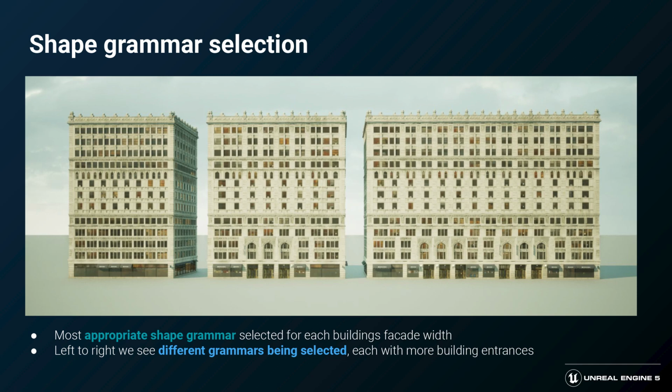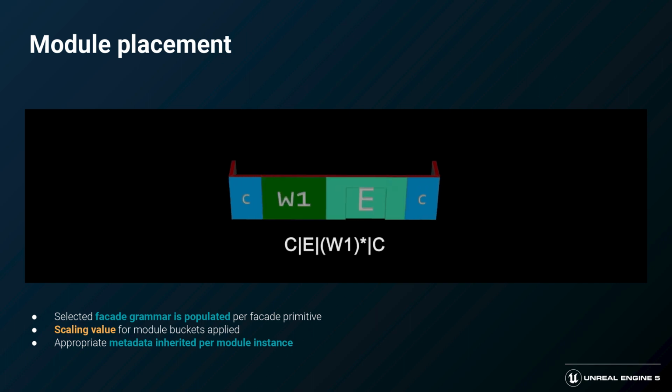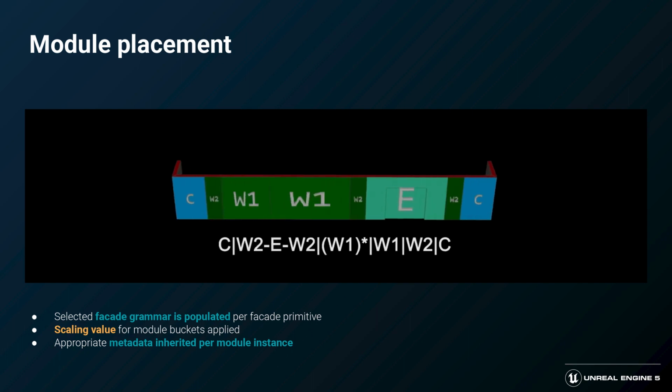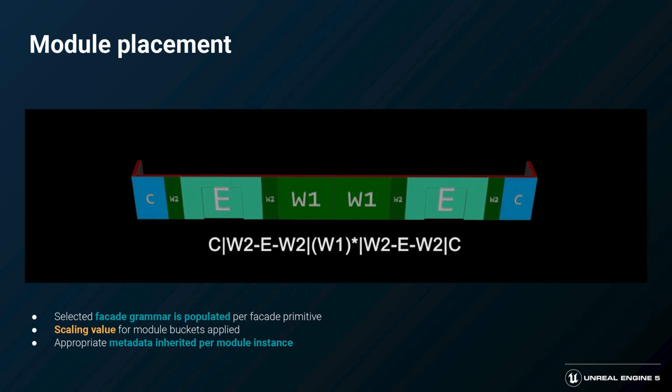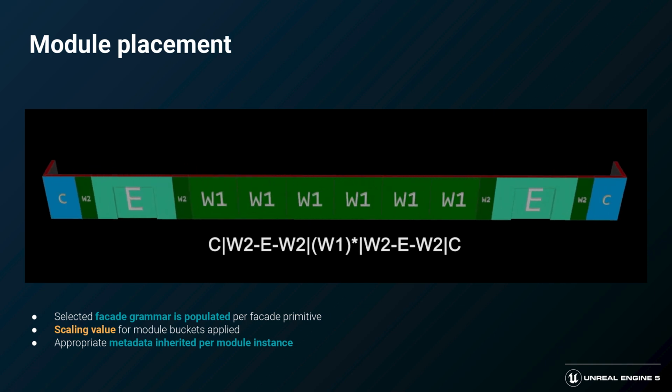The shape grammar with the smallest fit gap, not greater or equal to the facade length, is selected. Here we can see how different grammars are used as the length of the facade increases. With the most suitable shape grammar selected, the modules are placed on the facade. Here we see the module placement and scaling according to the grammar being used as the facade length increases.